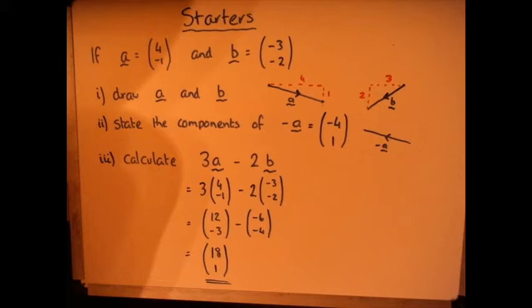And then in the final part, we just work with the components of A and B. We can multiply them out by the scalars that were in front of them, and then we deal with the x components and the y components to get the final answer.